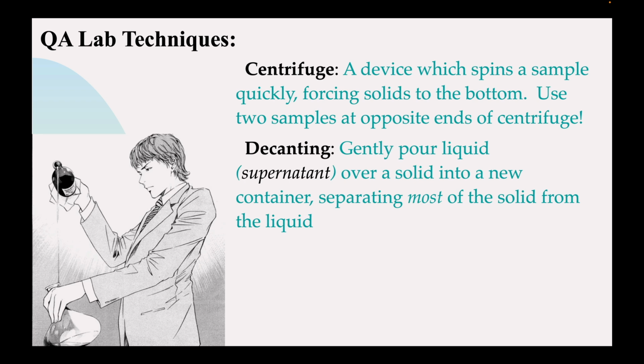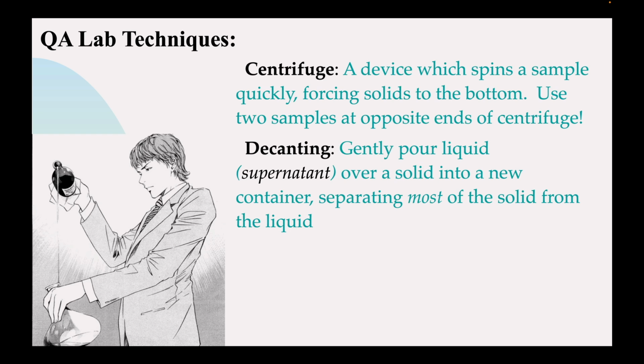Decanting is a way to get that supernatant, the liquid over the solid, away from the majority of the solid. Now, decanting is not a very quantitative technique. It's not about exclusively getting all the solid from the liquid. We're not filtering it. But the advantage of decanting is that it's very, very fast.